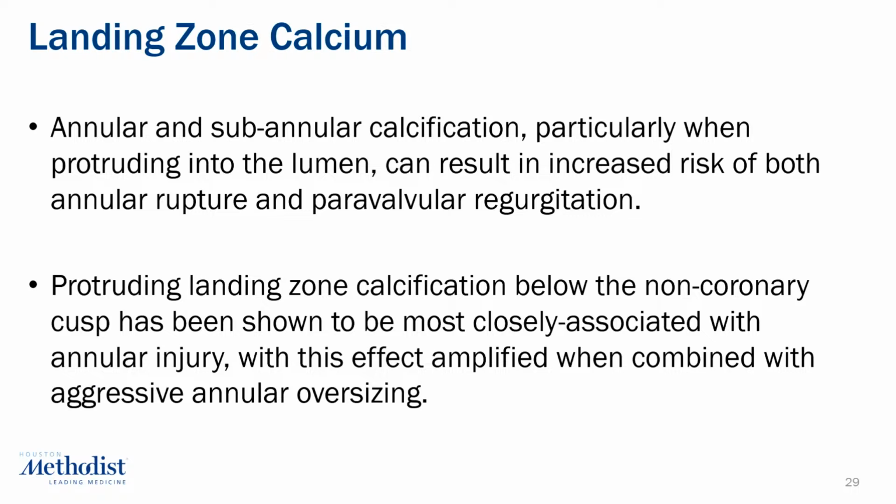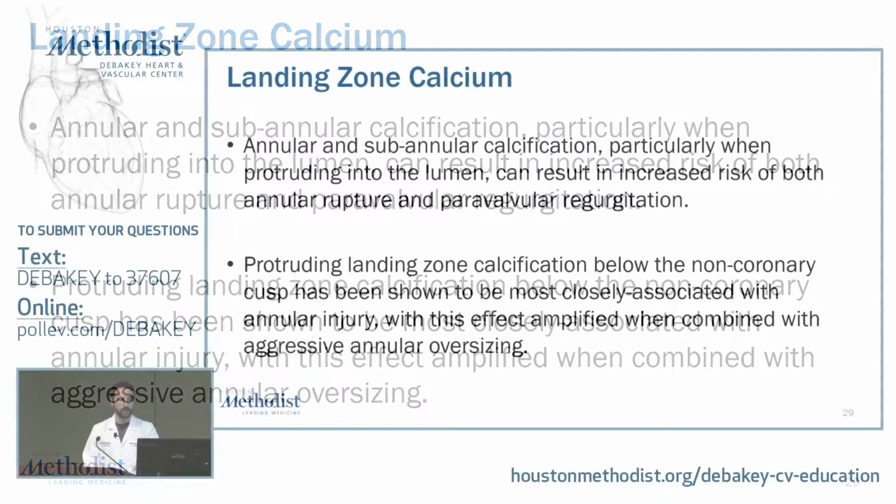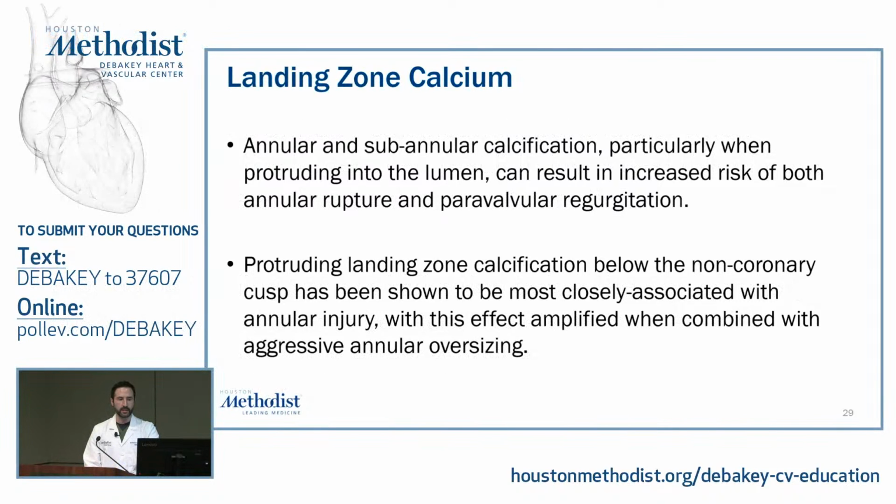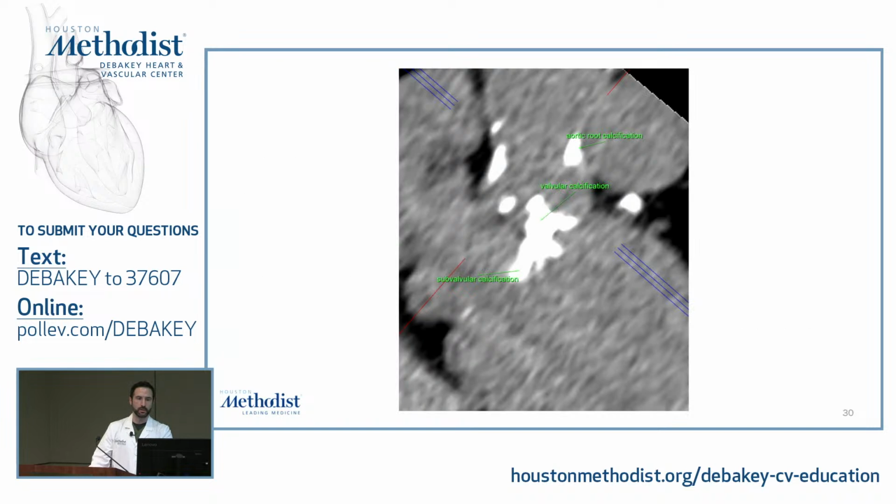And then annular and subannular calcification, especially when it protrudes again in the lumen, can result in increased risk of both annular rupture and perivalvular leak. And most commonly, protruding landing zone calcification, specifically below the non-coronary cusp, has been shown to be most closely associated with annular injury. And this effect is amplified when you're using aggressive balloon expanding for annular oversizing. So here's an aortic valve calcification. I just chose a coronal view so you can appreciate the different calcification that we see.